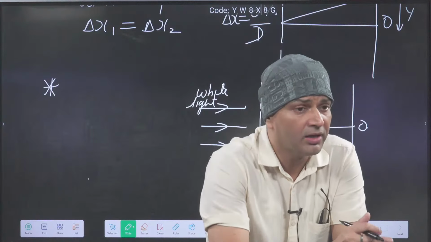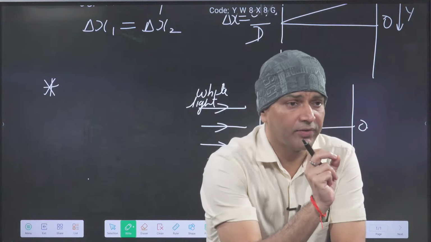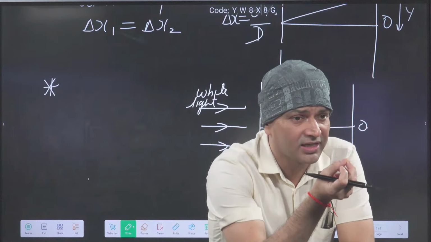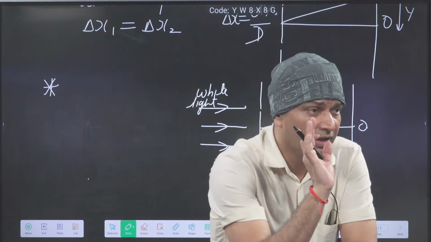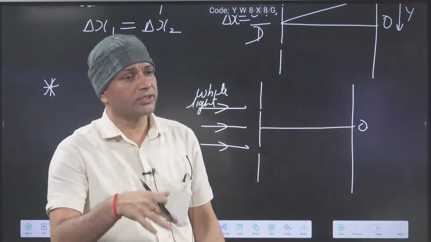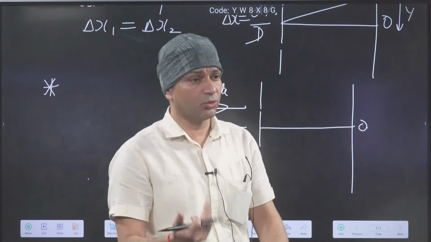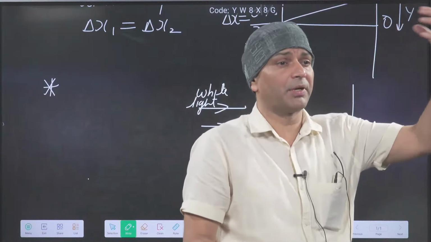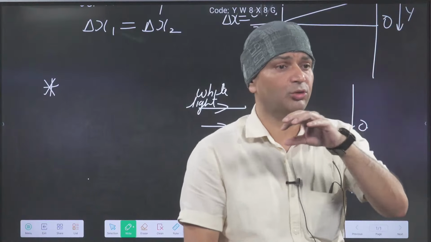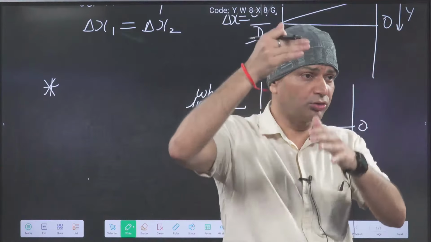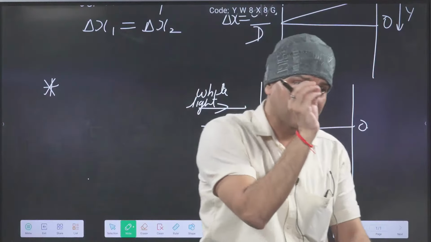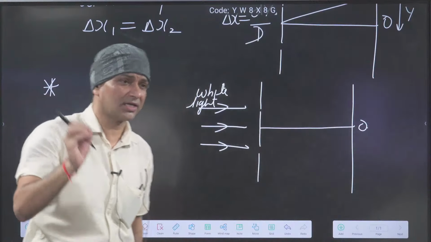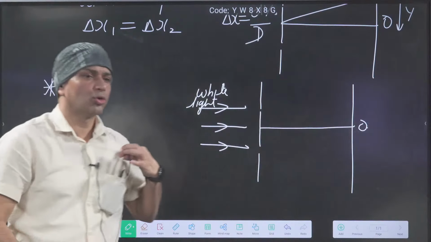Monochromatic wavelength, why? Because when I'm taking a single wavelength, then I can easily recognize where is the maxima, where is the minima. But when we are using more than one wavelength, maybe I'm getting lambda 1 maxima, but it will be the lambda 2 minima. So what will happen? Throughout the screen, we cannot recognize where minima, where maxima. So to see the stable, clear interference pattern, we are using monochromatic light.